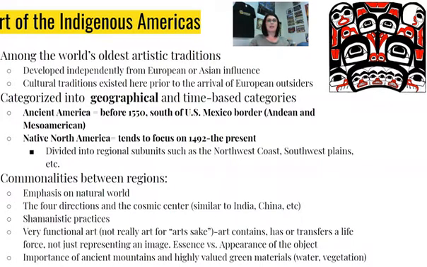And then there's North America, which typically tends to focus on the arrival of Europeans into the present, but that does a huge disservice by not realizing that in North America, there was an artistic tradition going on here. It was just way more functional than it was necessarily decorative.